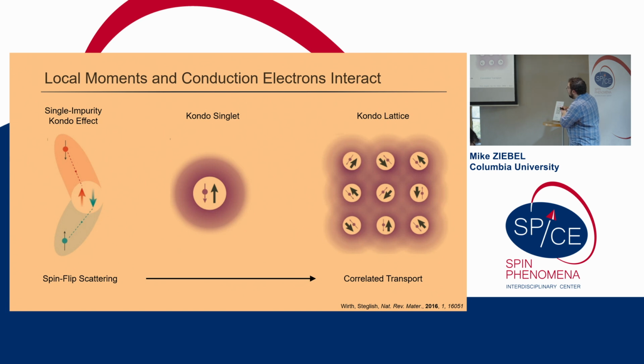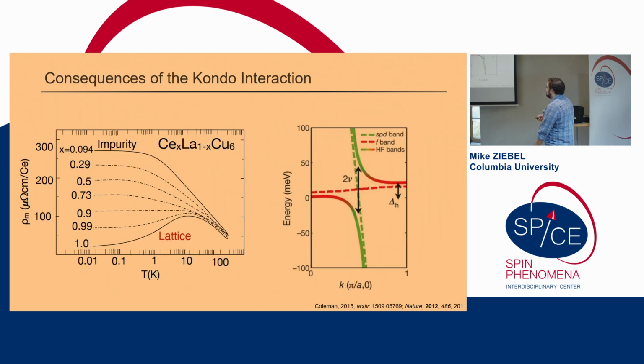But if we have an array of these paramagnetic spins, instead of just having a single Kondo singlet, we actually form this coherent Kondo lattice, which gives rise to correlated transport derived from these heavy electron states that are hybridized between the local spin and the carrier electrons.